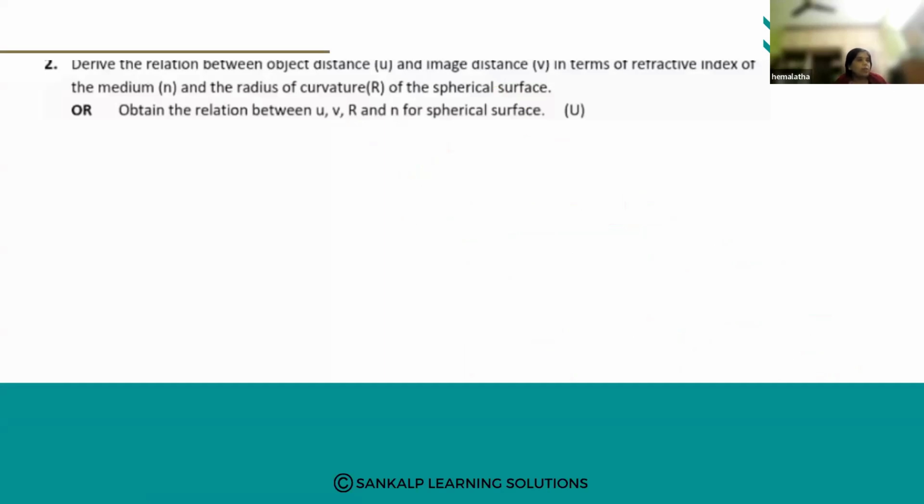This is the distance in terms of refractive index of the medium and radius of curvature of the spherical surface.